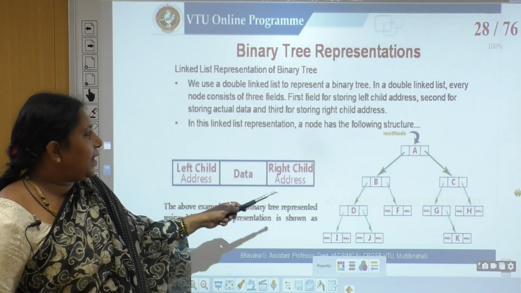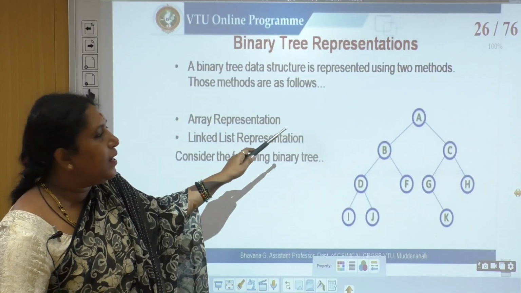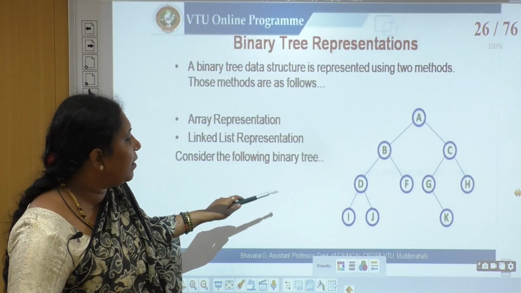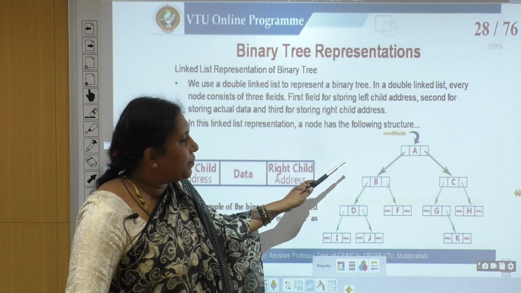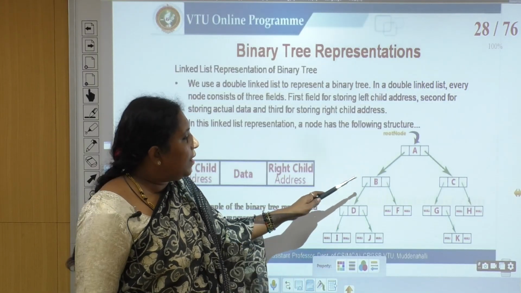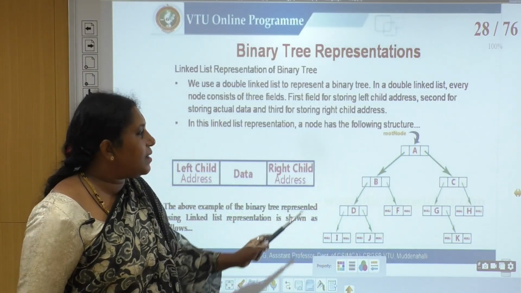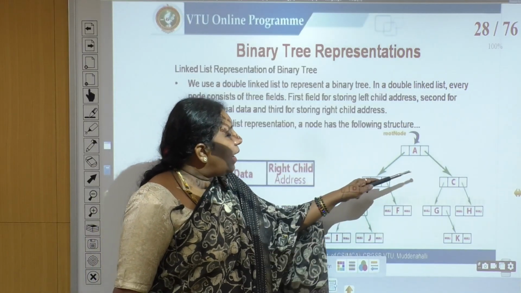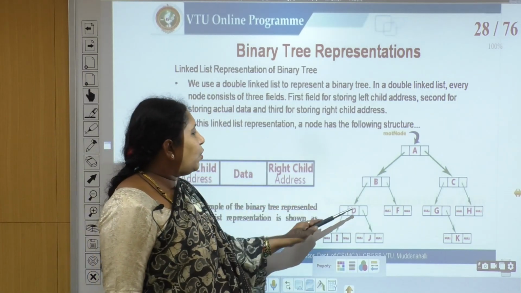Now can you see this? The same tree which I took in the previous example is being represented here. First, A is the root node with the left address and the right address. Now A is connected to B and A is connected to C. B is connected to the left link and C is connected to the right link. Again, B is a parent of D and F.